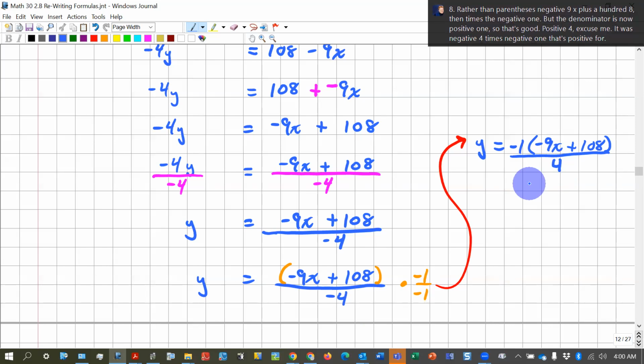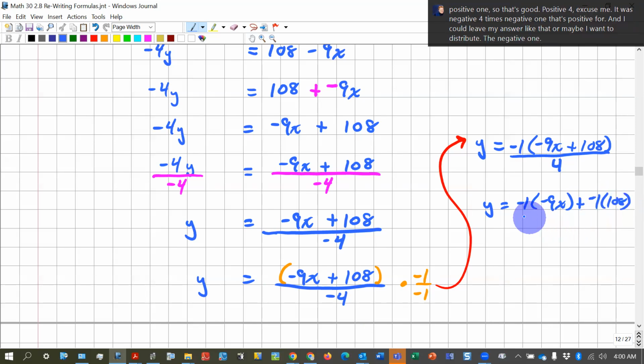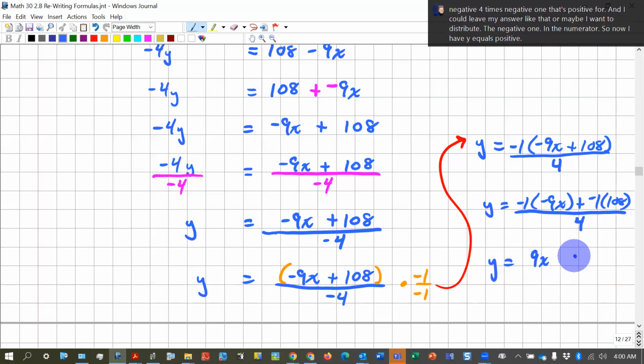And I could leave my answer like that, or maybe I want to distribute the negative 1 in the numerator. So now I have y equals positive 9x plus negative 108, all divided by positive 4.